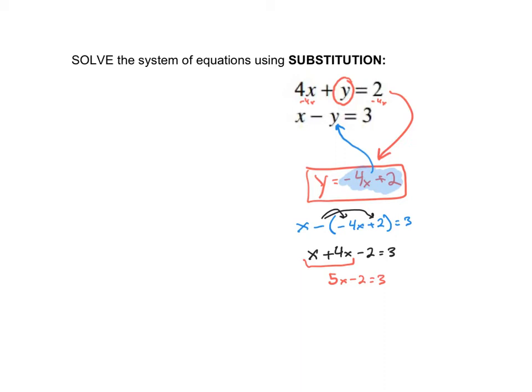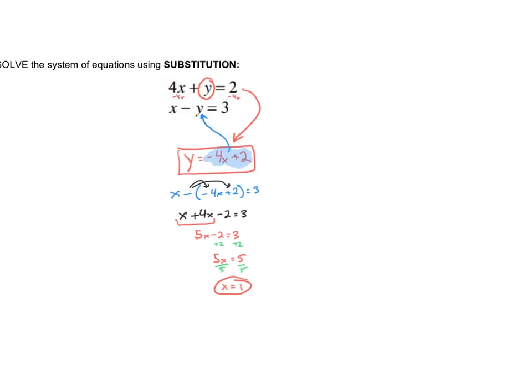Next move will be add 2 to both sides. So then we get 5x equals 5. Let's go ahead and divide by 5 on both sides. So then we get x is equal to 1. Okay, there we go. There's part of it right there.